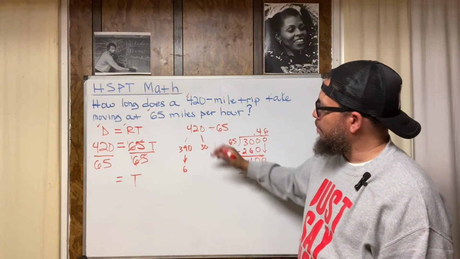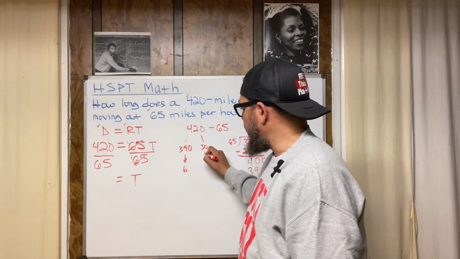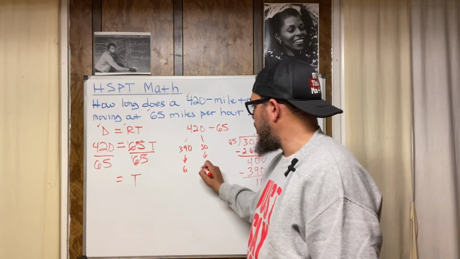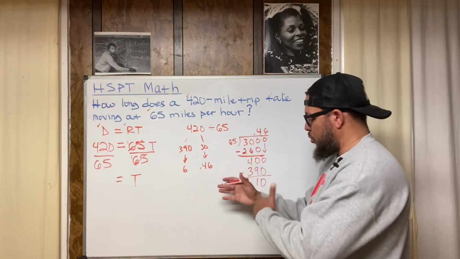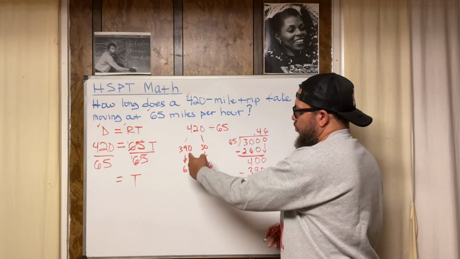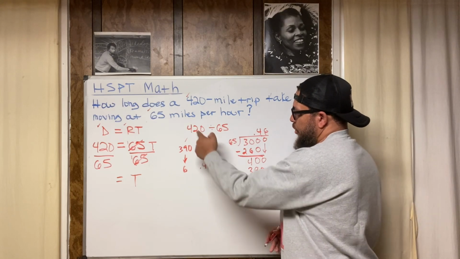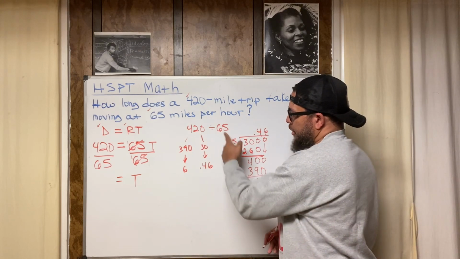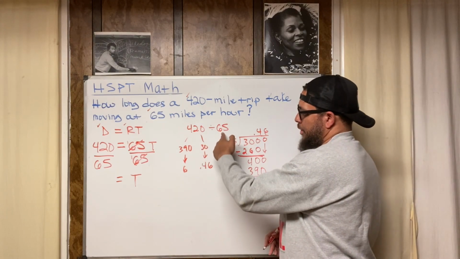So what I know is this. I know that 390 divided by 65 is 6. I know that 30 divided by 65 is 0.46. Again, partial quotients. I broke the 420 down into 390 and 30. 390 and what was left over? 30. Because 390 plus 30 is 420. 390 divided by 65 is 6. Then the leftover 30, you do 30 divided by 65.